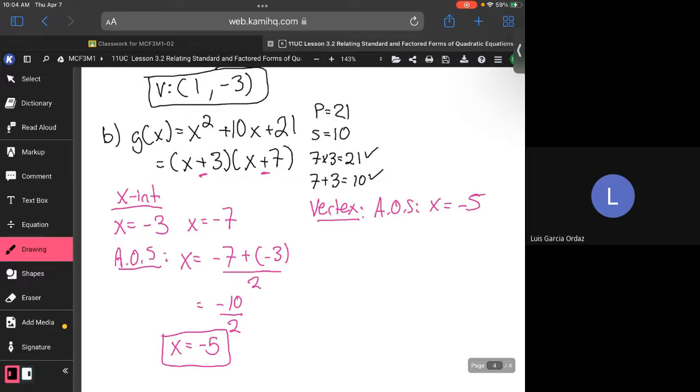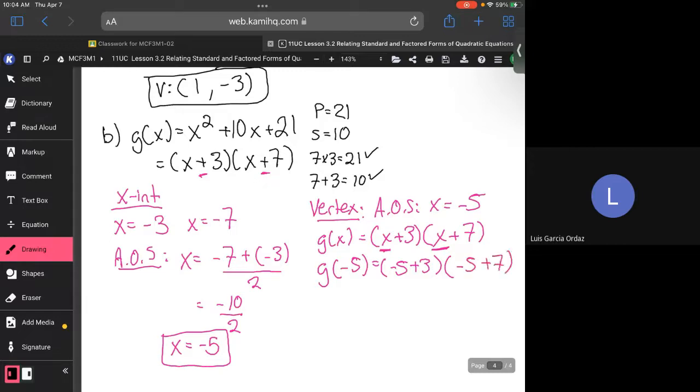So I know g of x is equal to (x plus 3)(x plus 7). Now I'm going to sub in -5 for x. So g at -5. This is function notation you learned in Unit 1. We take that -5 and plug it in for our x values: (-5 plus 3)(-5 plus 7).